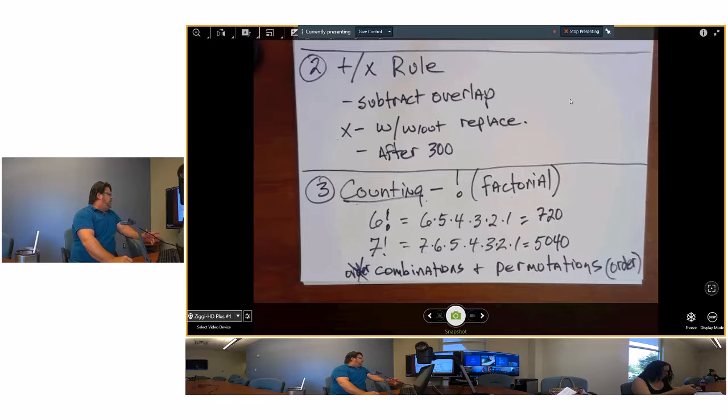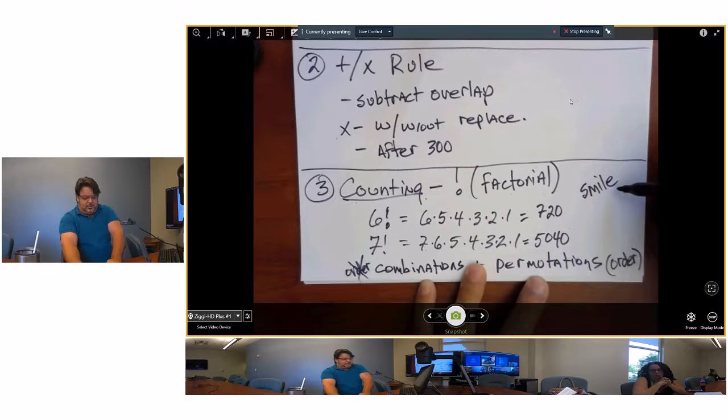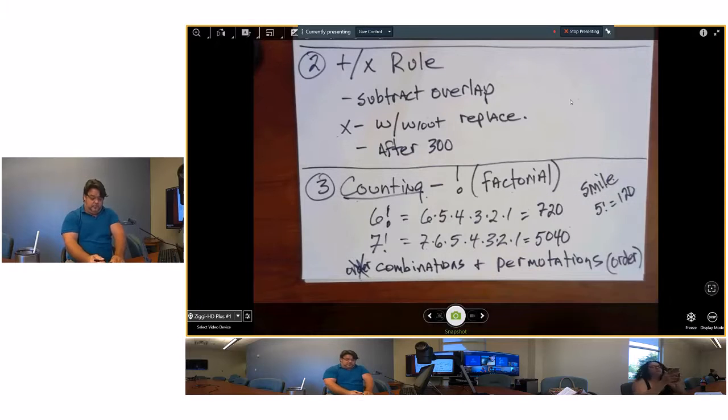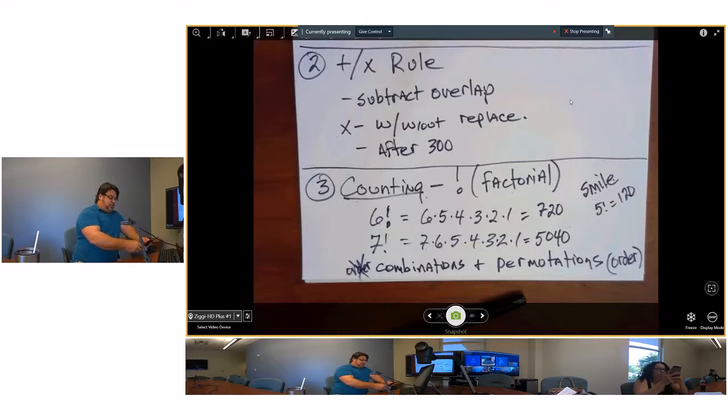There's going to be a couple in there, like if I gave you the word smile, how many different combinations of those letters can you generate? Well, 1, 2, 3, 4, 5. That'd be 5 factorial, which would be 120. So there's 120 different combinations of SMILE that you can make. Now, do they all mean something? No, they don't mean anything. When should you be able to do that?